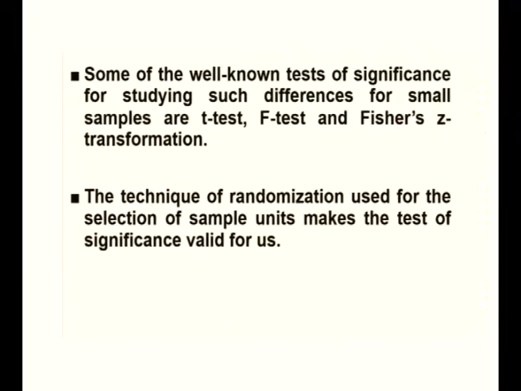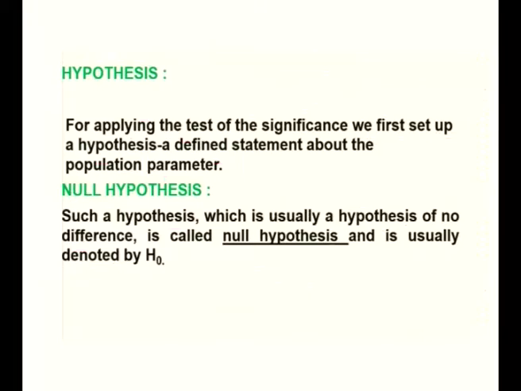So, some of the well known tests of significance for studying such differences for small samples are t-test, F-test and Fisher's Z transformation. The technique of randomization used for selection of sample units makes the test of significance valid for us. Before we step into studying the test of significance, some terminologies are required. What are the terminologies? The first terminology is hypothesis. What is meant by hypothesis?